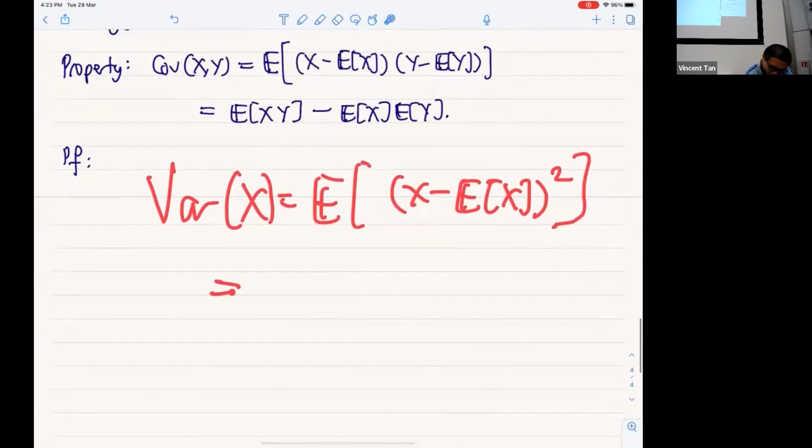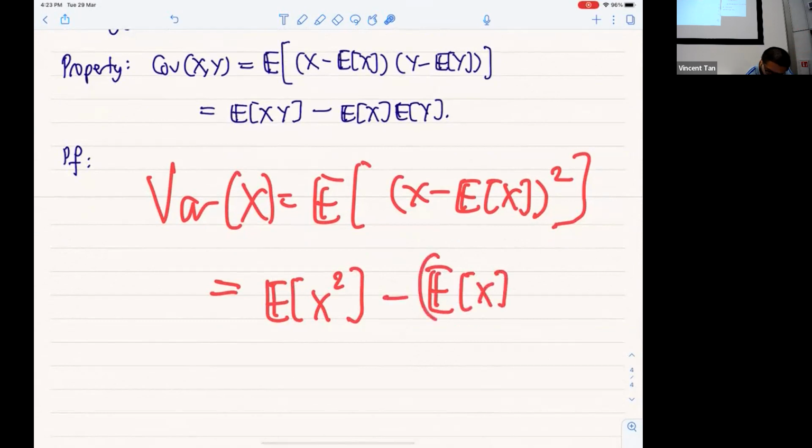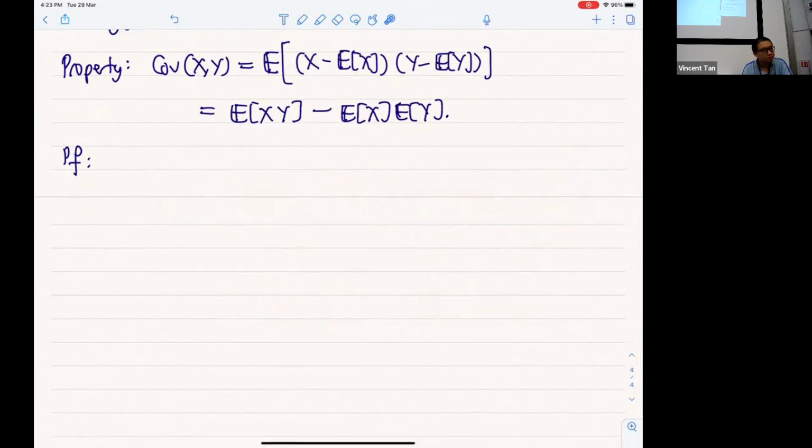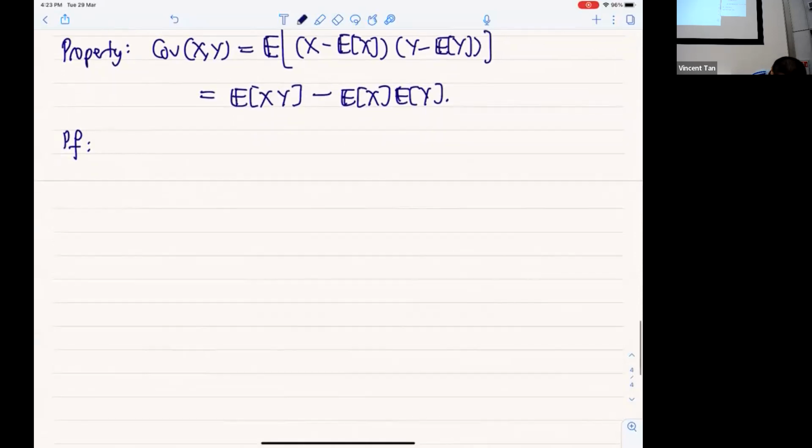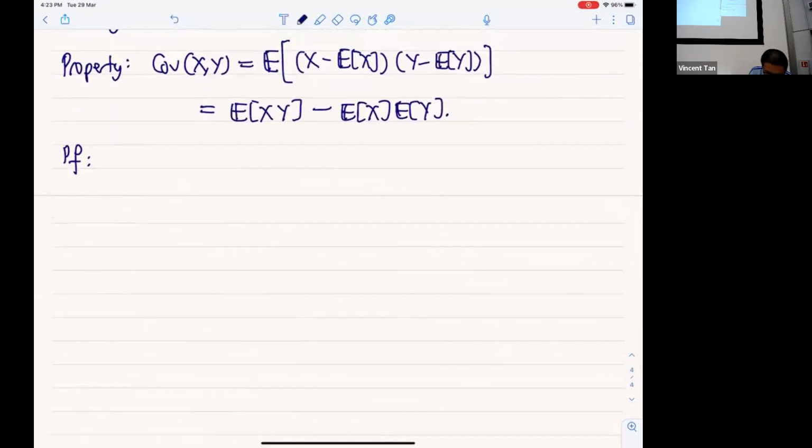But I showed you before that this is the expectation value of x squared, which is called the second moment, minus the expectation value of x, quantity squared. So the second formula is what you actually implement in practice, because it's usually easy to compute the first moment and the second moment. You don't want to compute this one. It's troublesome. Nevertheless, the claim here is that the covariance also has the same property. And so we will prove this using a few simple steps that are not very scary.